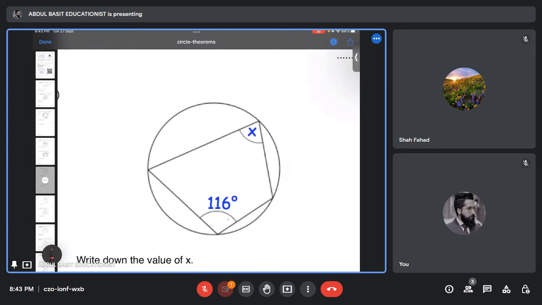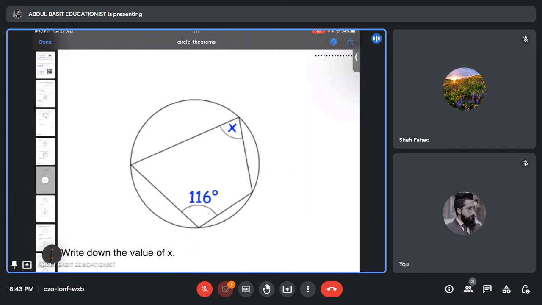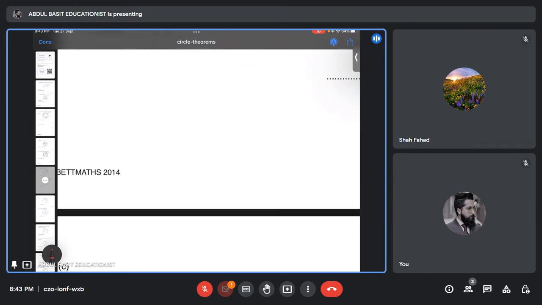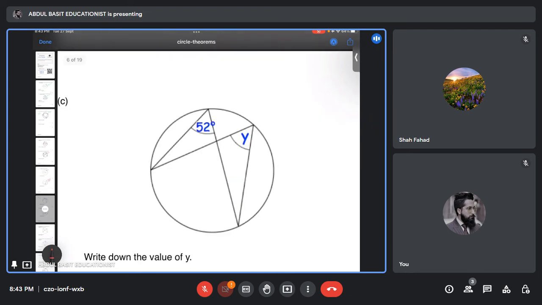Okay, again a cyclic quadrilateral. So it means that these two sum is equal to 180. So x plus 116 is equal to 180 degrees. x is equal to 180 minus 116. So x is equal to what? 64 degrees.